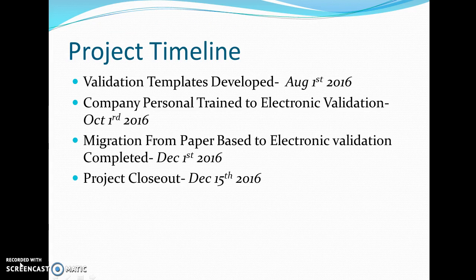The timeline for our project is what we have decided: completion of the templates by August 1st, completion of the training for all personnel by October 1st, migration from the paper-based to the electronic system completed by December 1st, and closing the project by December 15th.